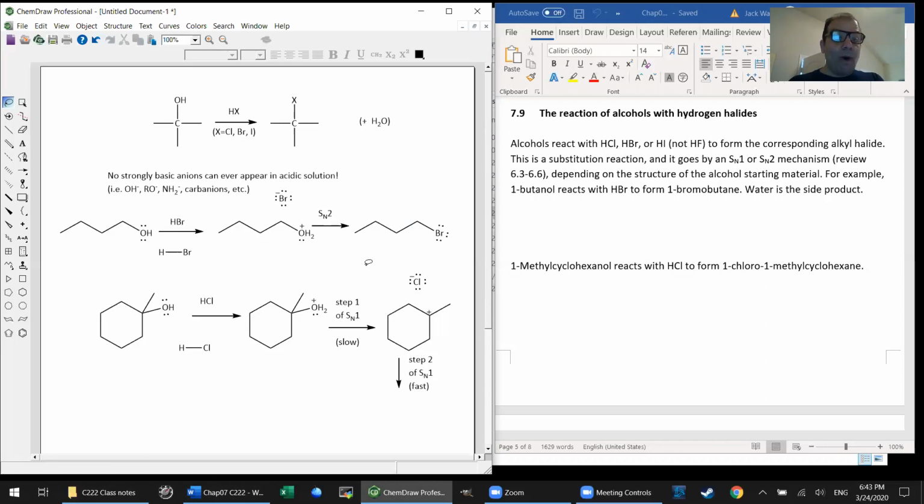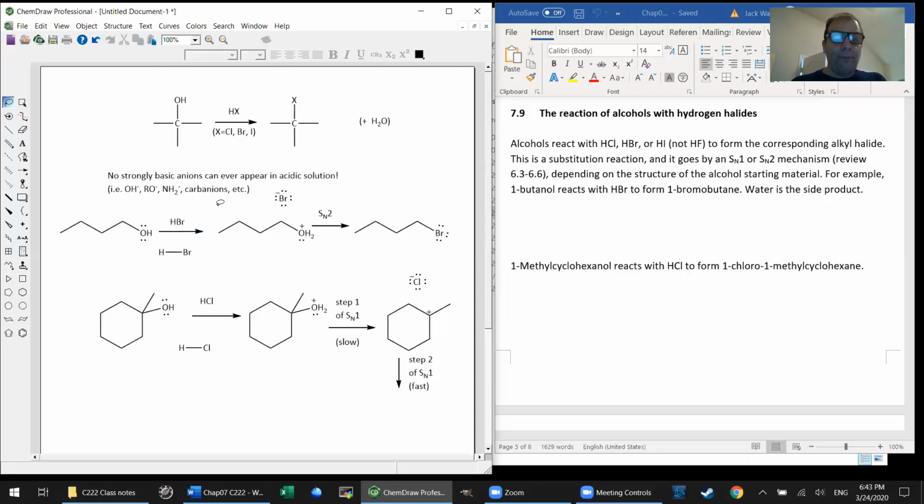In any case, one principle that's very important and a very general principle that we'll probably run into again going forward is if we're in an acidic medium, we can't ever make or use any strongly basic anions in our reaction mechanism. Those don't make sense in an acidic solution. So things like the hydroxide ion, alkoxide ions, NH2-, which is the conjugate base of ammonia, a very strong base, carbanions like CH3-. These species do not make sense in an acidic solution. They couldn't exist in acid. They would immediately be protonated.